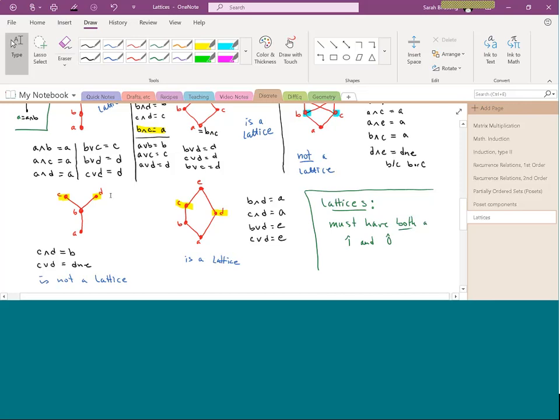The same thing happens in the bottom. You can't have more than one minimal element. Why? Because those elements are not comparable. They're not related to each other. So you won't have either your meet or your join. On the top, you won't have your join. If it was on the bottom, you won't have your meet.